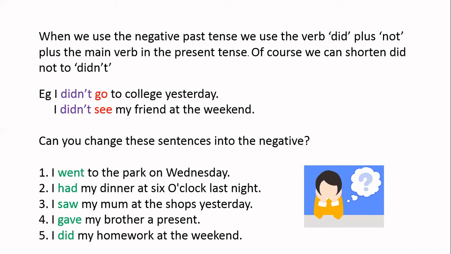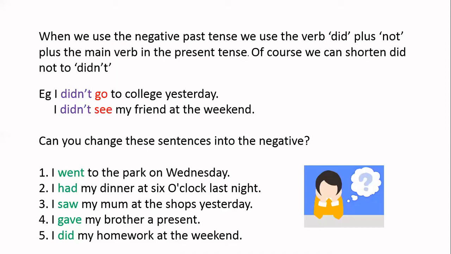So can you change these sentences into the negative? So number one, I went to the park on Wednesday. So look at the verb in green. How would we change that into a negative past tense sentence? So number one, what would that be? I didn't go to the park on Wednesday.